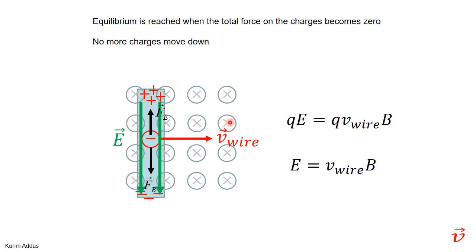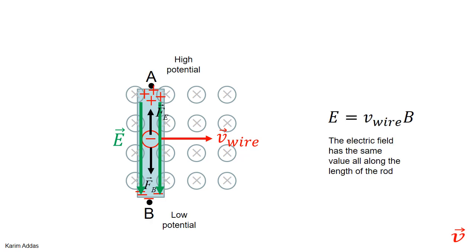This happens when the electric force qE is equal to the magnetic force qvB. The q's cancel, so you get a relationship for the electric field in terms of the speed of the rod and the magnetic field. The electric field is E = vB. Every single point on this rod has the same speed, so v is the same, and the magnetic field is uniform, so the electric field has the same value all along the rod.